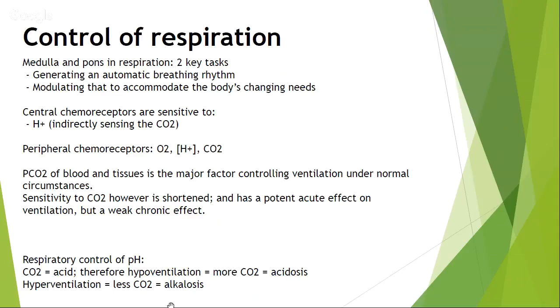The central chemoreceptors are located inside the blood-brain barrier, so they're the medullary chemoreceptors, and they're sensitive to the hydrogen ion concentration, which means they indirectly sense carbon dioxide levels. The peripheral chemoreceptors, more of the carotid body, will sense oxygen, hydrogen ion concentration, and carbon dioxide concentration.